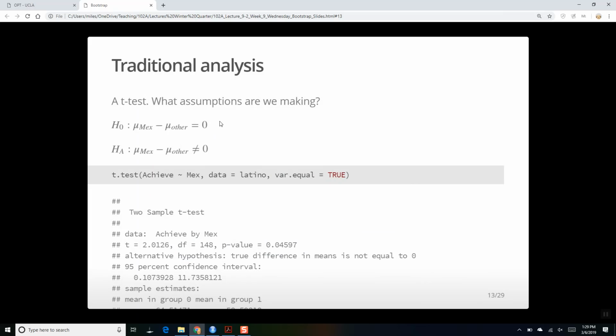Our null hypothesis, we would do a t-test, right? Our null hypothesis is that the mean education achievement level of Mexican immigrants minus the mean education achievement level of other Latin American country immigrants, that difference is equal to 0, okay? And then the alternative is that difference is not 0. And if we do this with a 2-sample t-test, we get a p-value of 0.04597. What kind of assumptions are we making when we do a t-test?